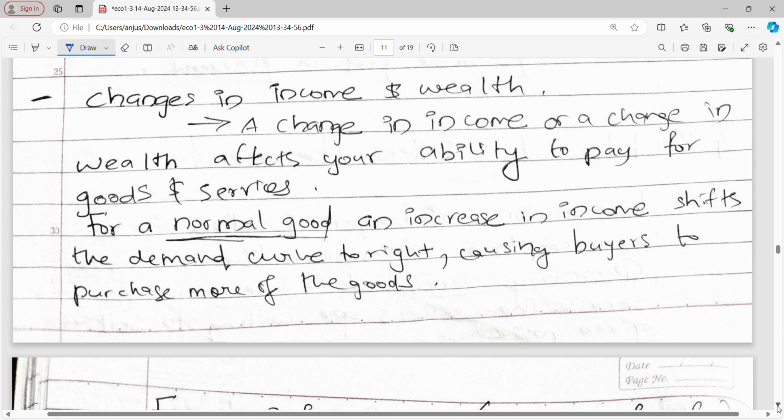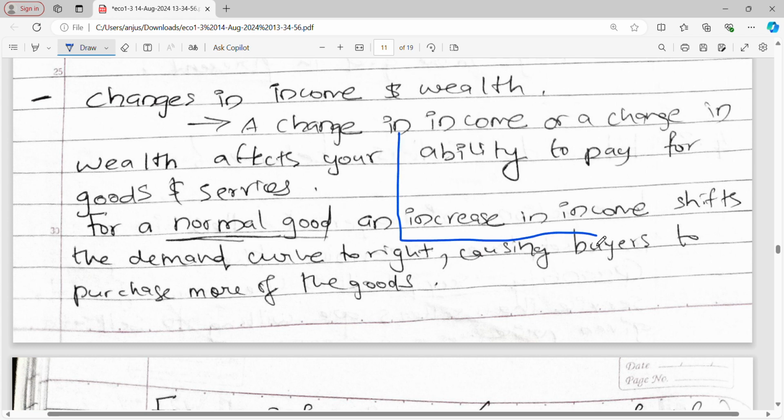Next is change in income and wealth. Next factor. So there are two types of goods: normal goods and inferior goods. A change in income or a change in wealth affects your ability to pay for goods and services. So normal goods means a normal bag, like which you can get from Sarojini, a pen, pencil, everything.